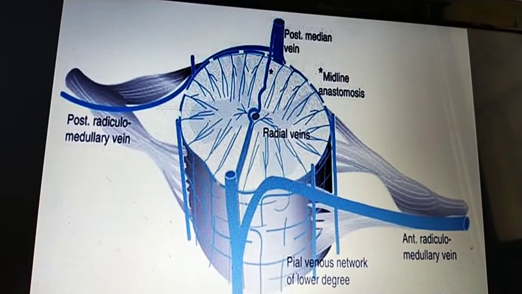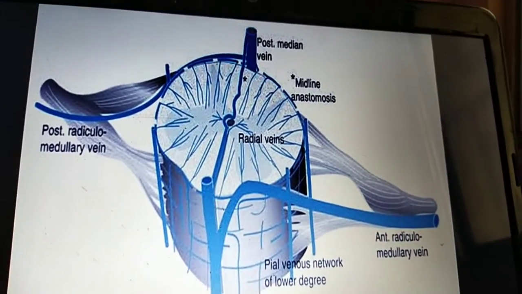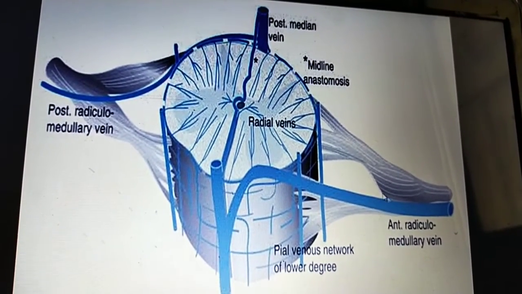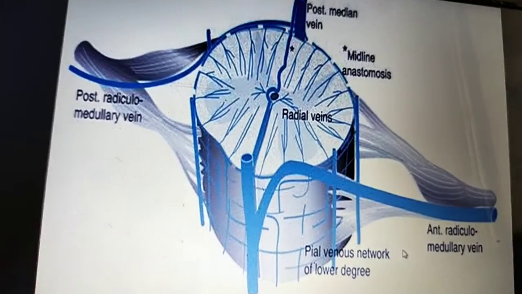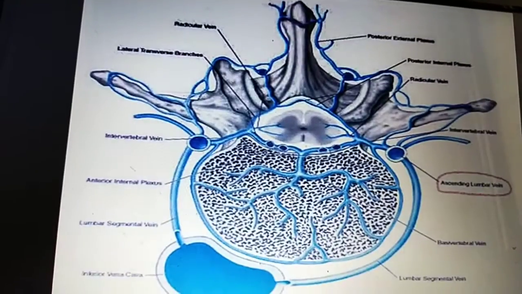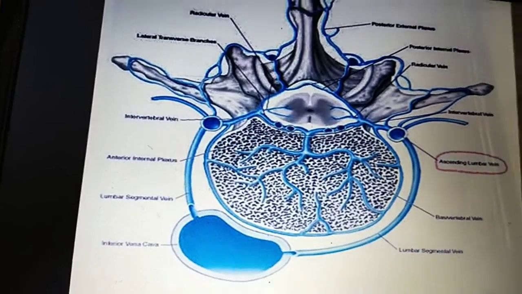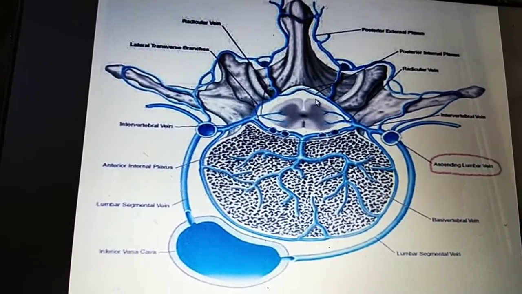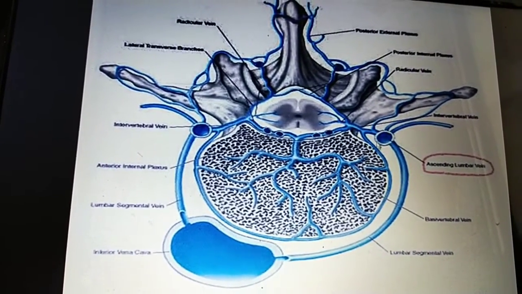Like that they give the blood supply to the spinal cord. There is venous drainage: there is a posterior median vein, and this is the anterior median vein that drains into the anterior radiculomedullary vein, and that drains into the azygos vein or directly into the inferior vena cava. Like that it drains the blood. This is the anterior median, this is the posterior median, and that ends in the ascending lumbar vein.